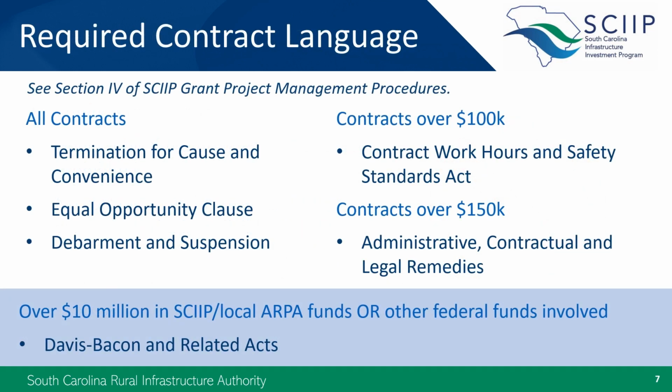There are a number of federal terms and conditions that must be included in grant-funded contracts. The exact language that you will need to use is included in Section 4M of the Project Management Procedures. The first three listed up there are required in all grant-funded contracts, regardless of size. Termination for cause and convenience states that the grantee can terminate the contract for several reasons, including if the contract is no longer consistent with program goals. This section should cover both partial and whole project terminations.